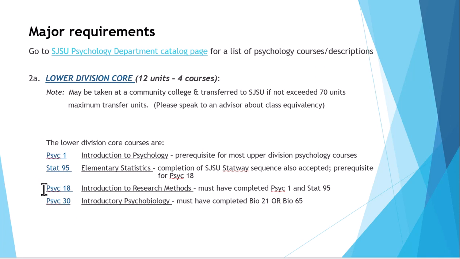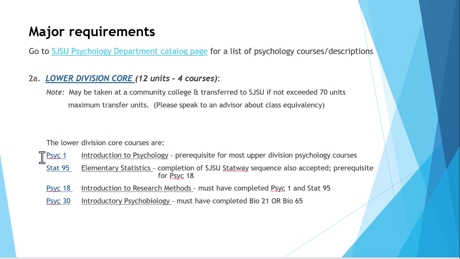Research Methods class. So we have a lower division research methods course, and then you'll see later on there is an upper division advanced research methods class. In order to enroll in Psych 18, you have to have completed both Psych 1 and Stat 95. So Psych 1 and Stat 95 are important lower division courses. You want to take those as soon as you can, as well as the Bio 21 or 65.